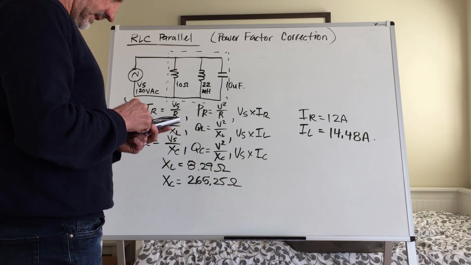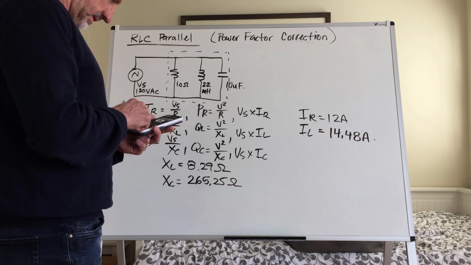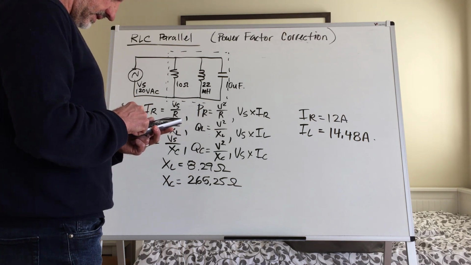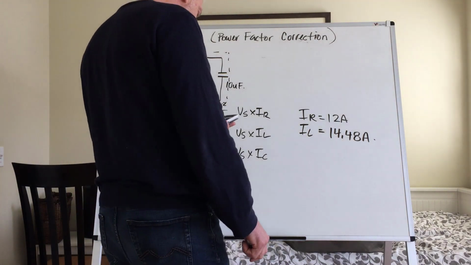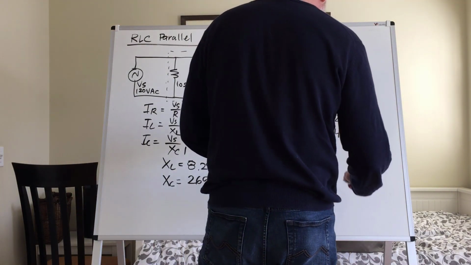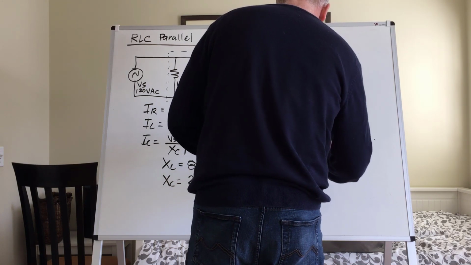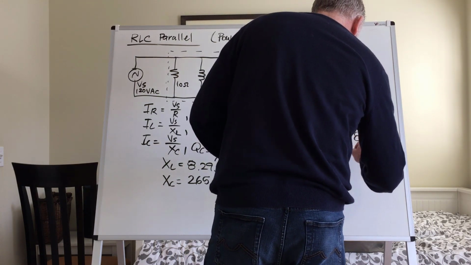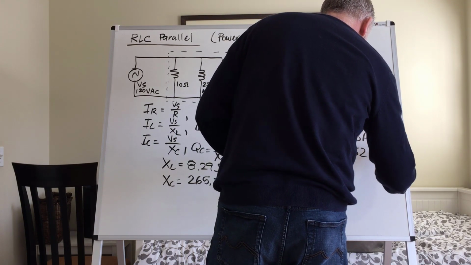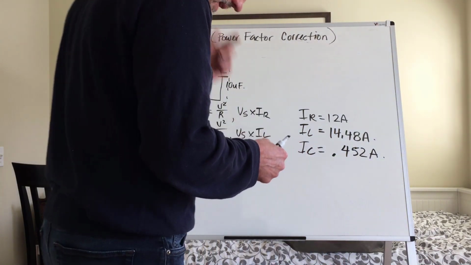So that's 120 divided by 265.25. And we get IC equals 0.452 amps. So that's 452 milliamps.